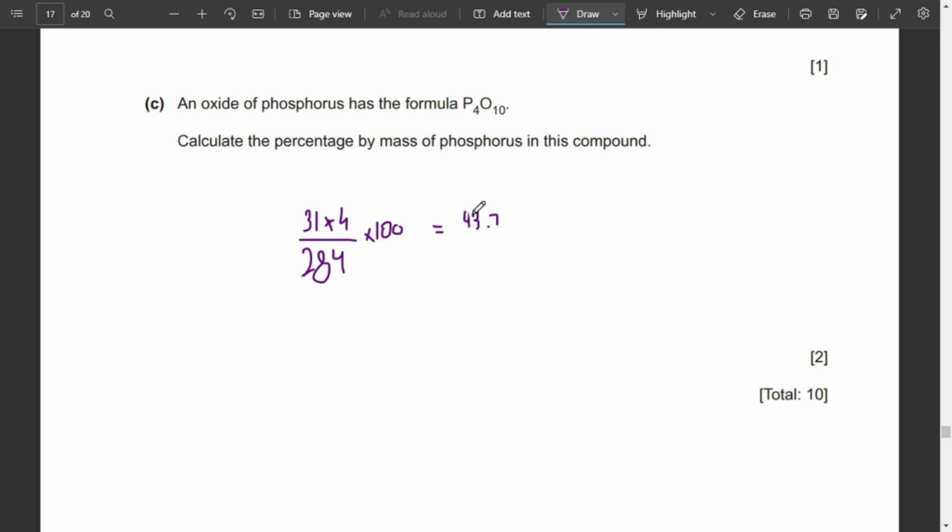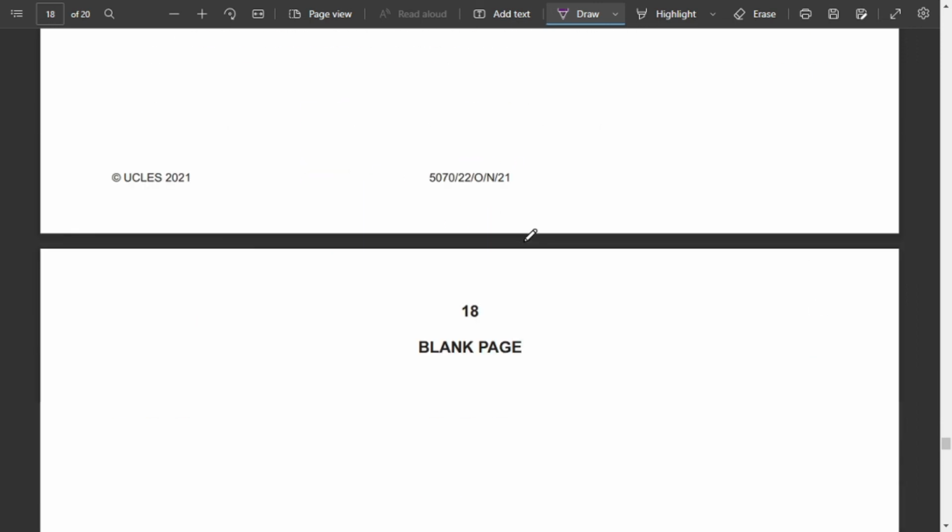43.7%. Sorry for that too messy work, but that's how it's going to be done. The total mark for this question was 10, and that is it. We are done with this paper, right? Are we? Yeah, we're done.